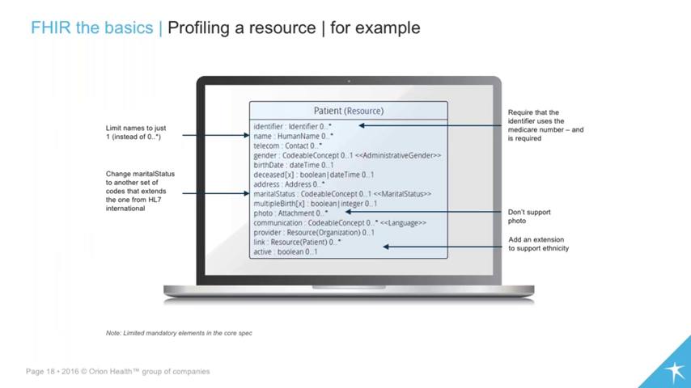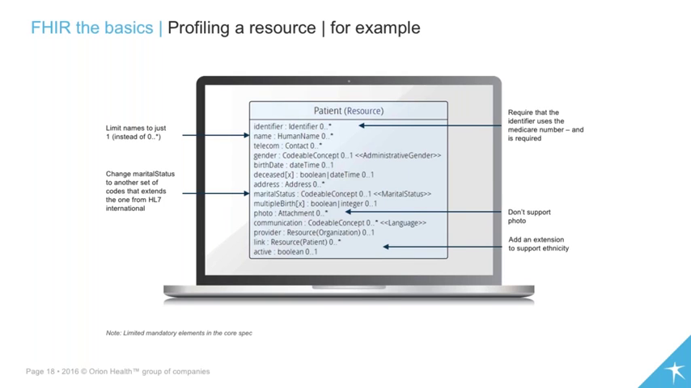So this is a patient resource. So at the left-hand side there, you can see that the specification actually says that you can have more than one name. Well, what we could do in our profile, or what Australia could do in a profile, is to say that there is only one name for a patient and it must exist. It's required instead of optional.